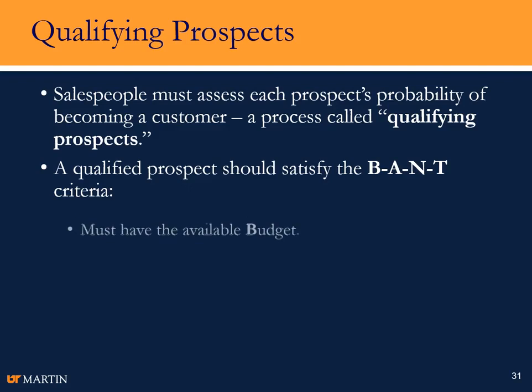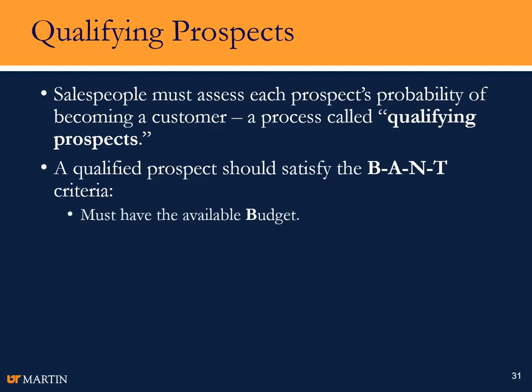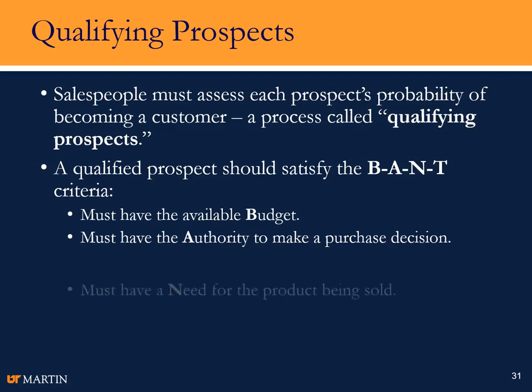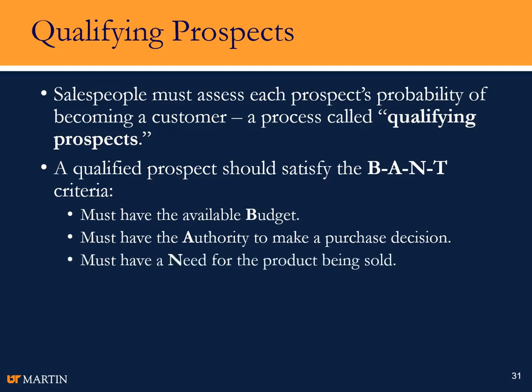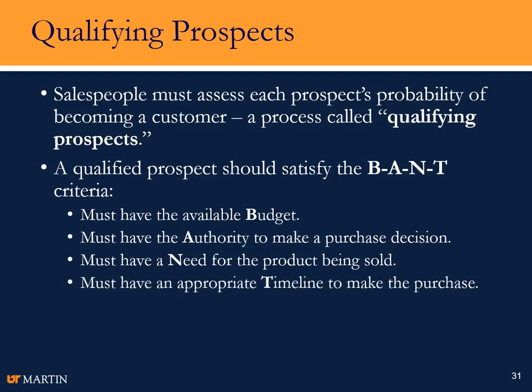And that means that the prospect has the available budget, they have the money to be able to make a purchase, they have the authority to make a purchase decision. That means they have the power within their business to decide whether or not they can purchase something. They have to have a need for the product being sold. If they don't need the product, they're not going to be likely, even with the budget and authority, to purchase it. And they have to have the appropriate timeline to make a purchase.